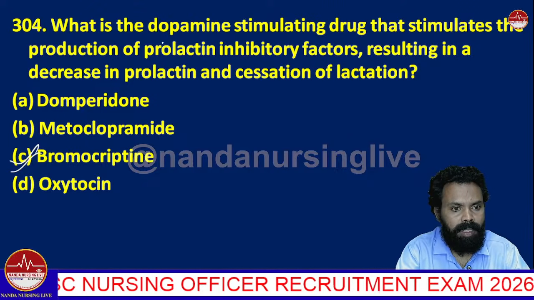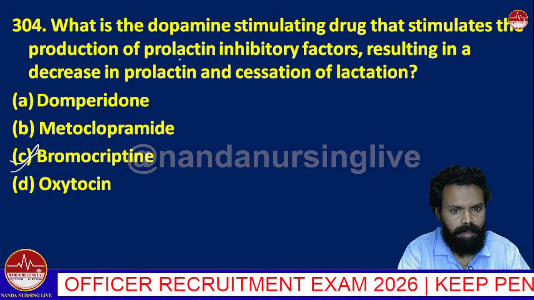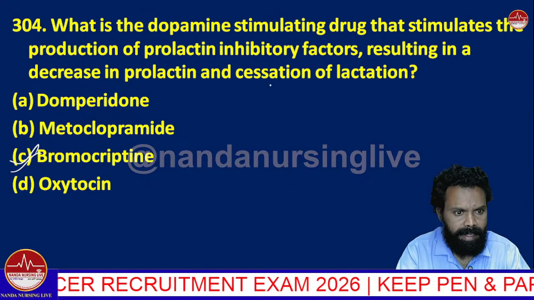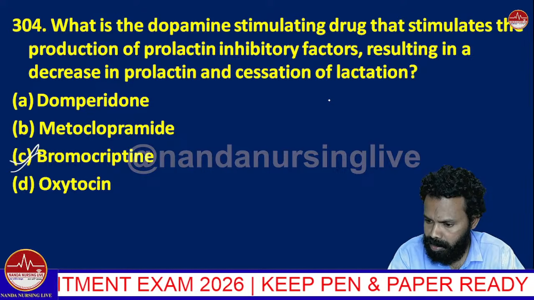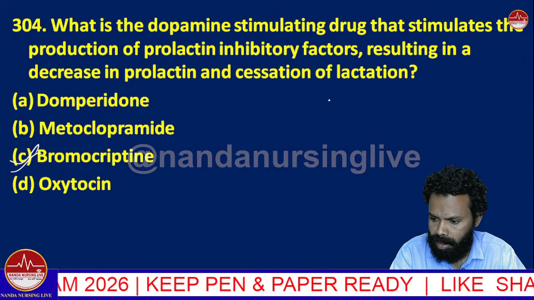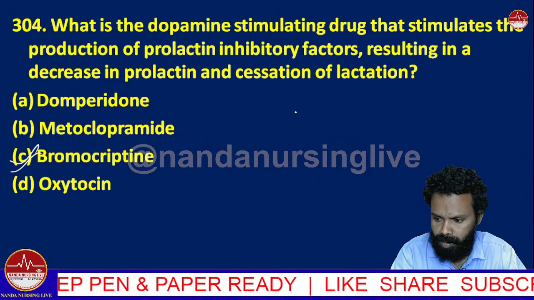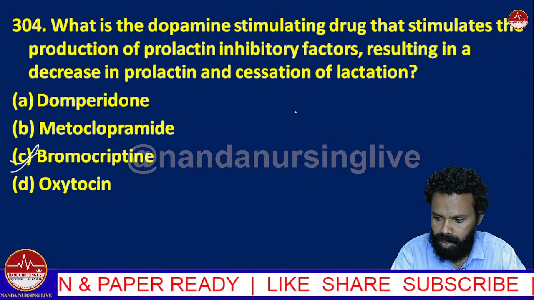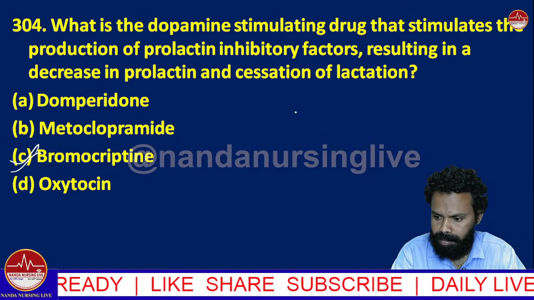So bromocriptine is the dopamine stimulating drug that stimulates the production of prolactin inhibiting factors, resulting in decreased prolactin and cessation of lactation, right? It reduces prolactin and inhibits lactation, it stops breast milk production, cessation of breast milk production, right?